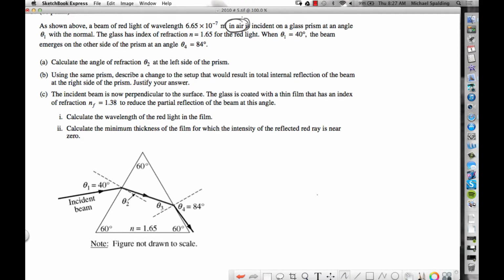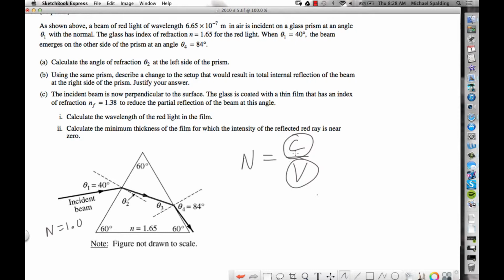The problem is assuming that we know the index of refraction for air. The index of refraction for air is the same as a vacuum, 1.0. Just real quick, I want to review. The basic definition for index of refraction is c over v, where c is the speed of light in a vacuum, and v is the speed of light in whatever medium you're talking about.